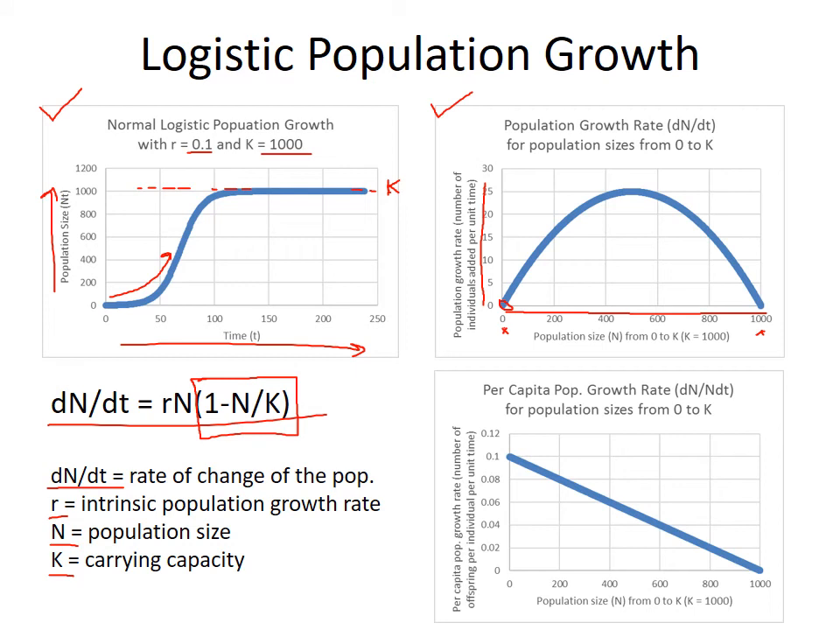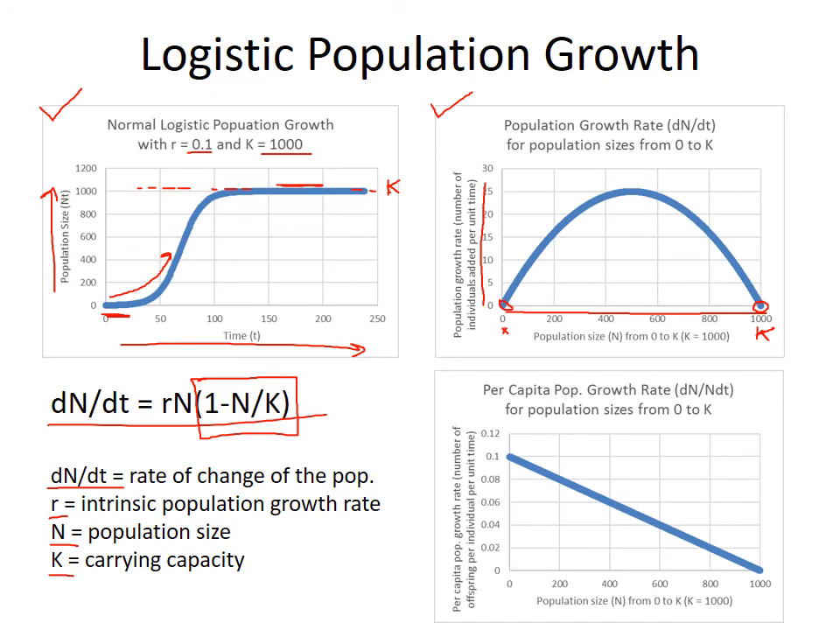And this is also reflected in the gentle slope of the graph when the population size is low here. And then at the opposite end of the spectrum, when population size is at the carrying capacity K, you also have zero population growth. And that's reflected in the flat slope of the line here as it's approaching K.